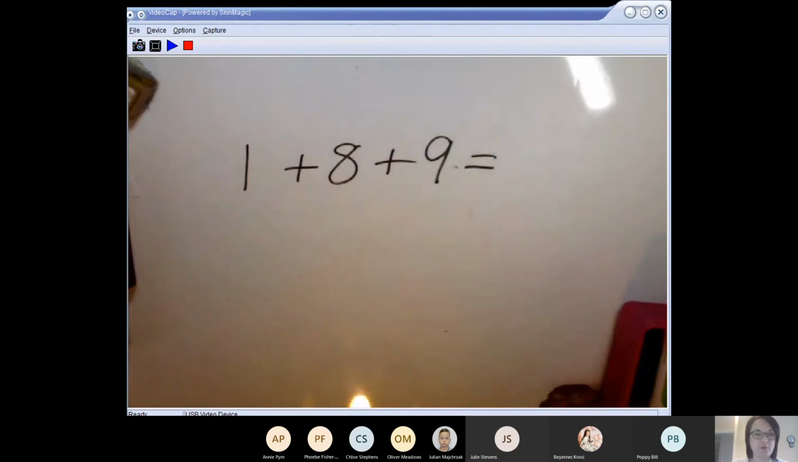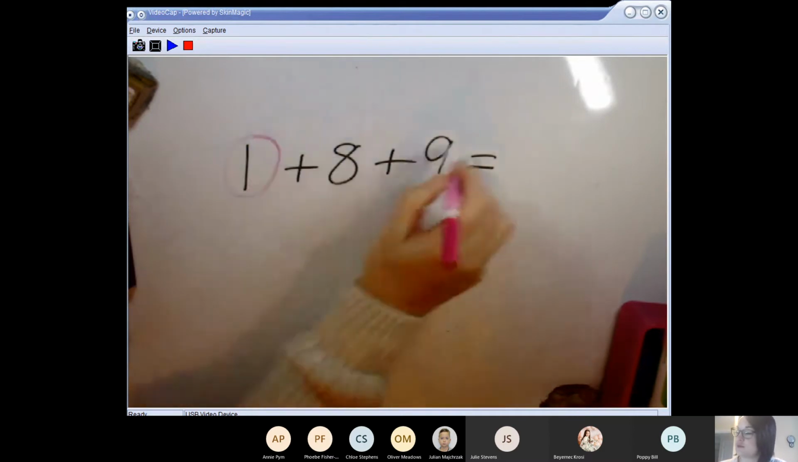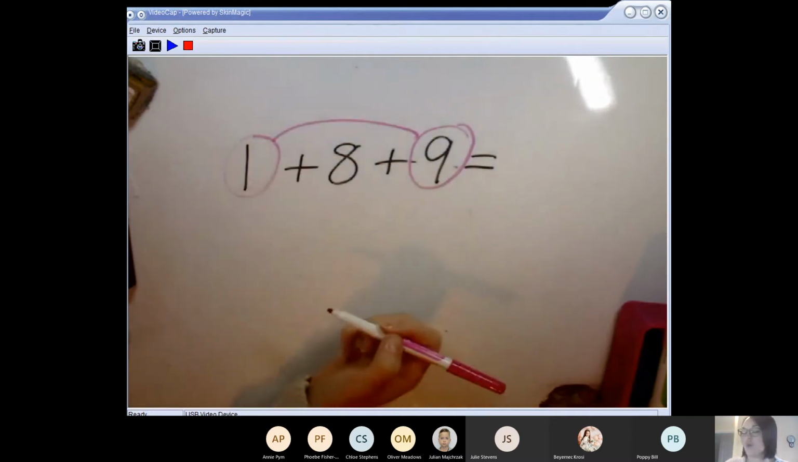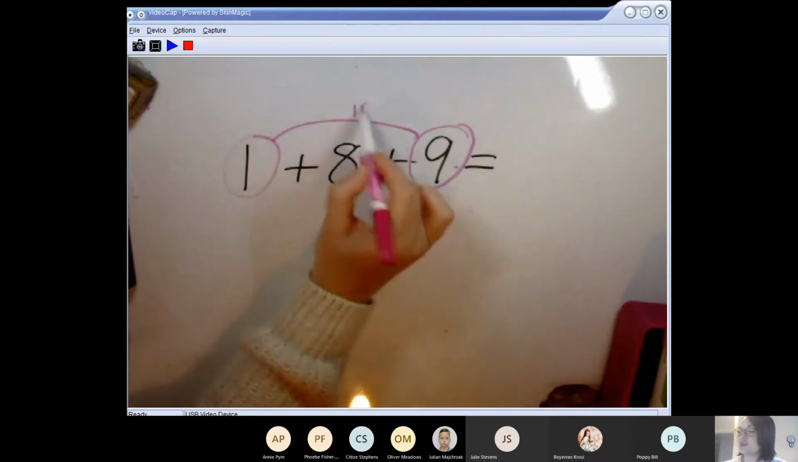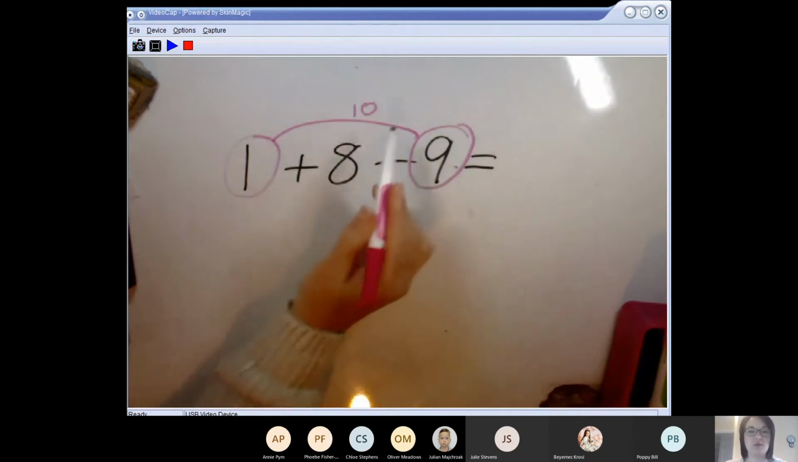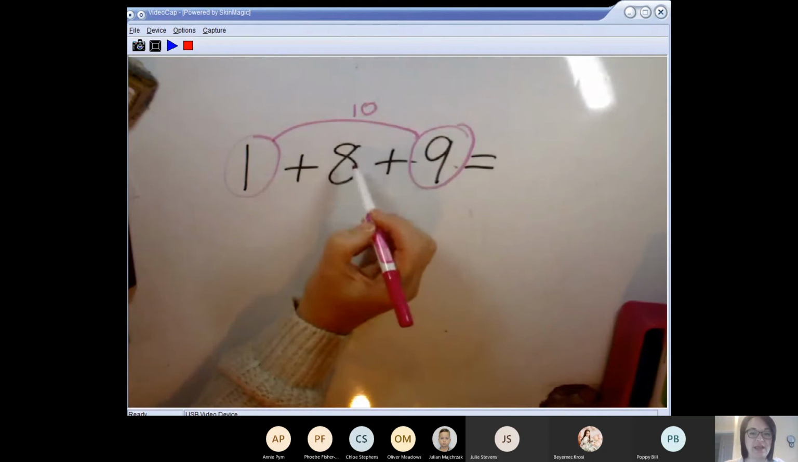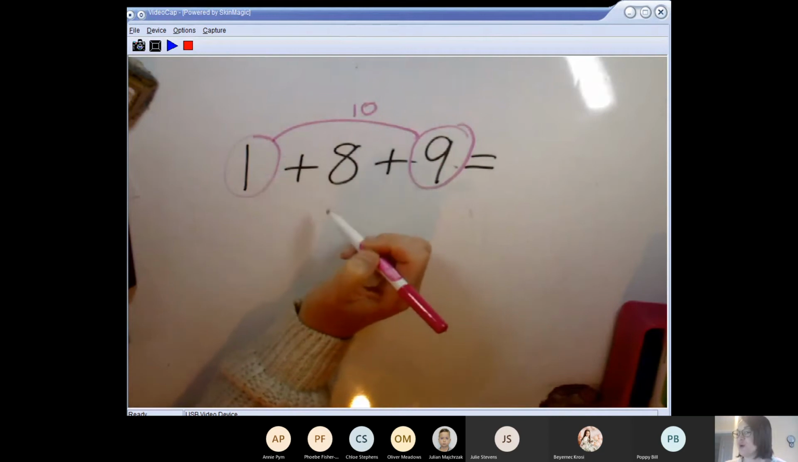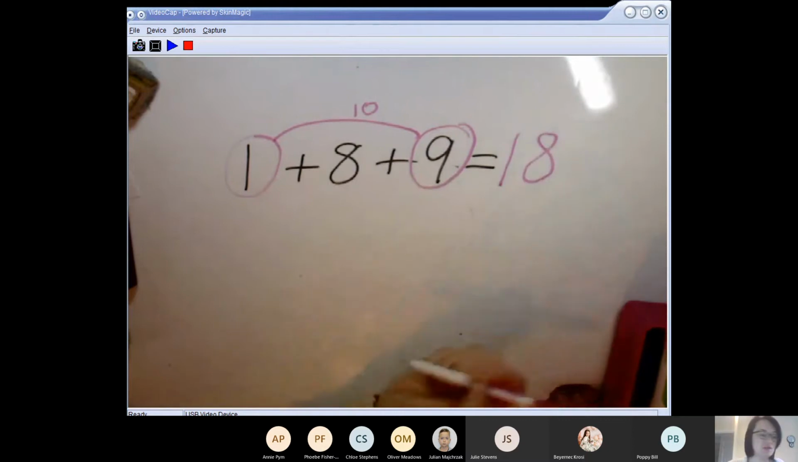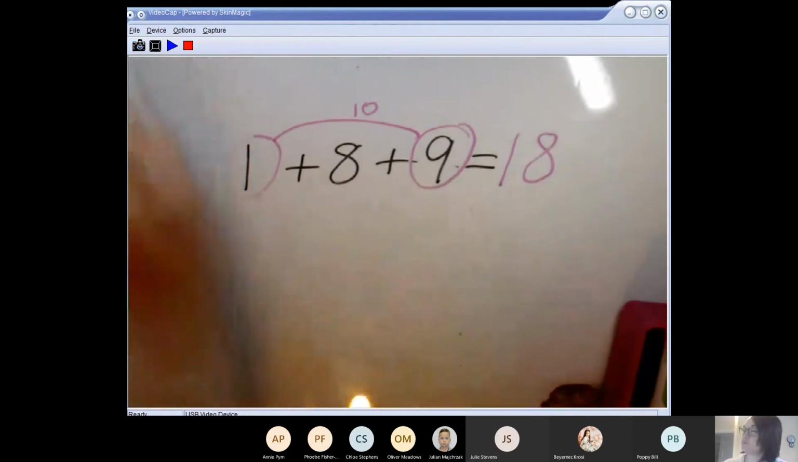Spot the easy bit, Year 2. What am I going to add together first? Can you get there before me? I spotted 1 and 9. I know 1 and 9 already. I know that's a number bond to 10. If I've got a number bond to 10 in 1 and 9, what I've actually got is 10 and 8, and I can use my place value knowledge to work out that 10 and 8, 1 ten and 8 ones, gives me 18.